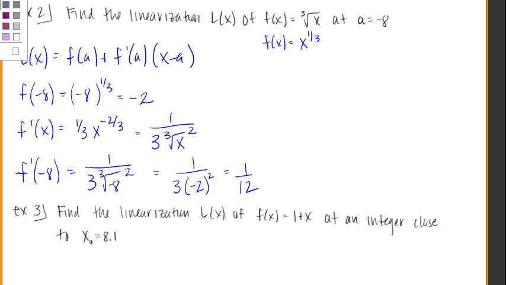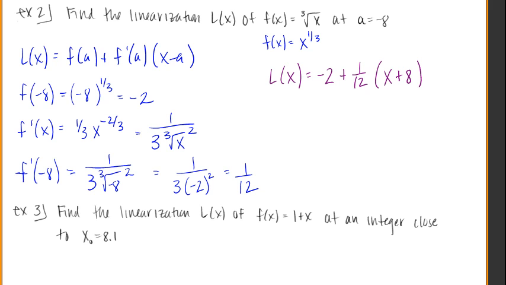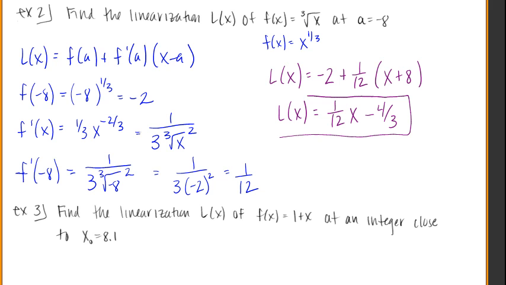Putting this into our formula, the linearization function is negative 2 plus 1/12 times x minus negative 8, so x plus 8. Cleaning this up a little more, we have 1/12 x, plus 8/12 minus 2, which gives us negative 4/3. And there's the linearization for that function evaluated at a equals negative 8. Hopefully so far not so bad.